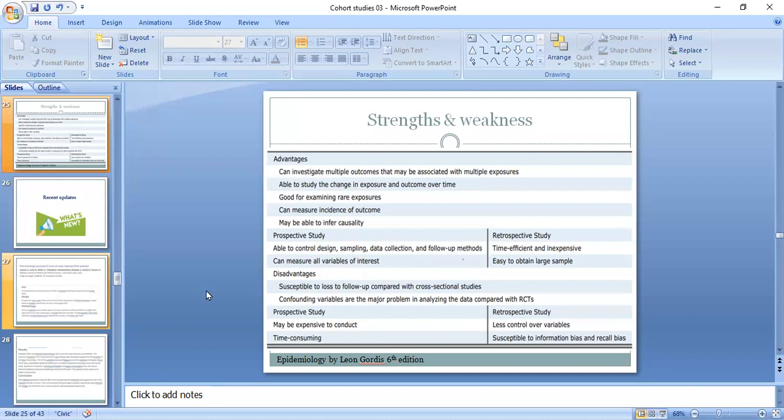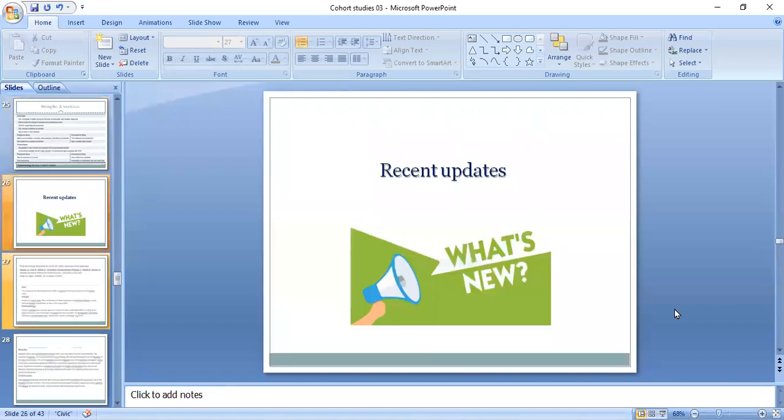The disadvantages are that it is susceptible to loss of follow-up, and compared with cross-sectional studies, confounding variables are the major problem in analyzing the data compared with randomized control trials. The prospective study may be expensive to conduct and is time consuming, while the retrospective studies have less control over variables and are susceptible to information bias or recall bias.